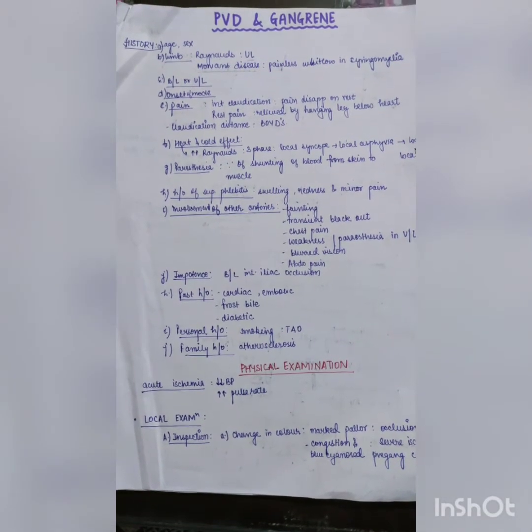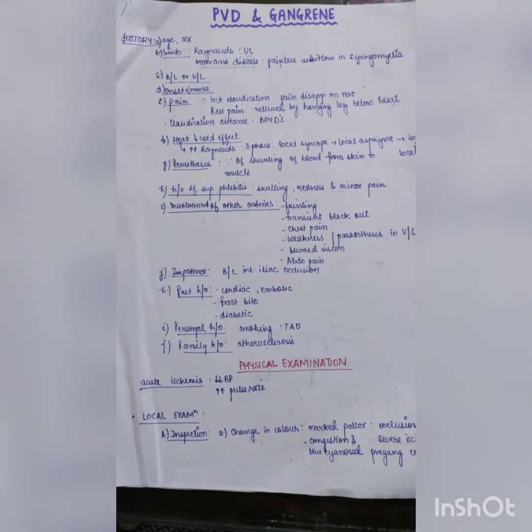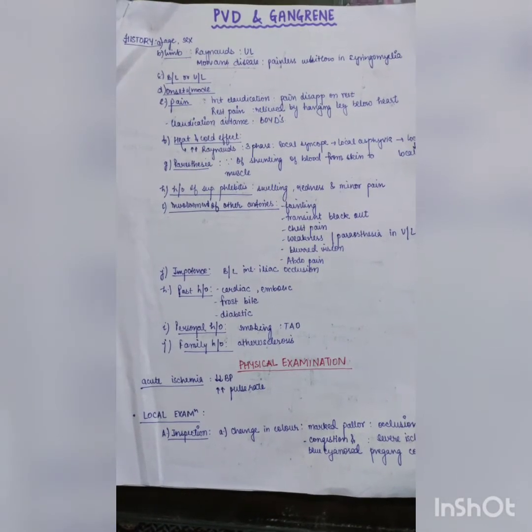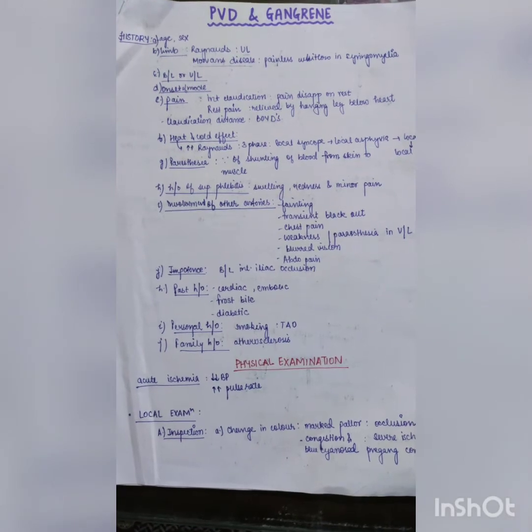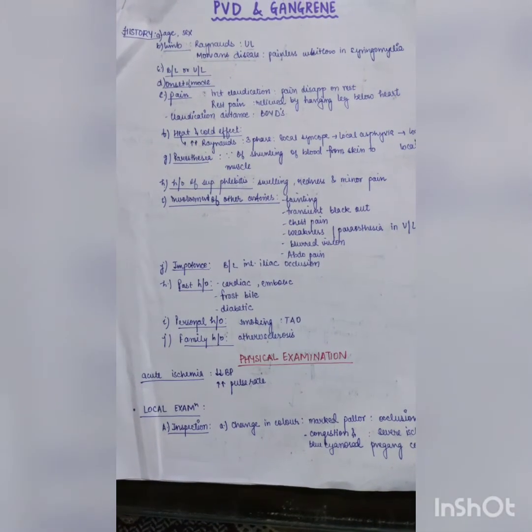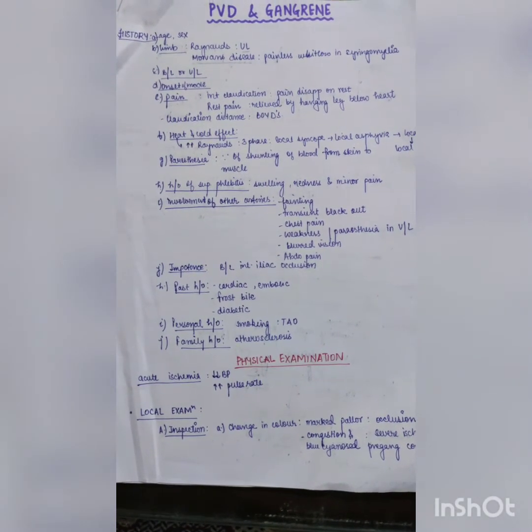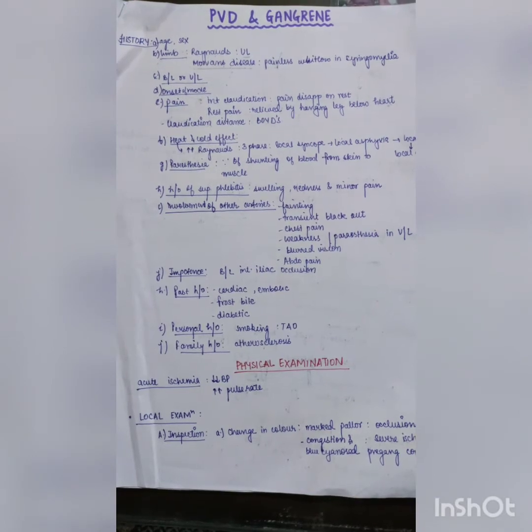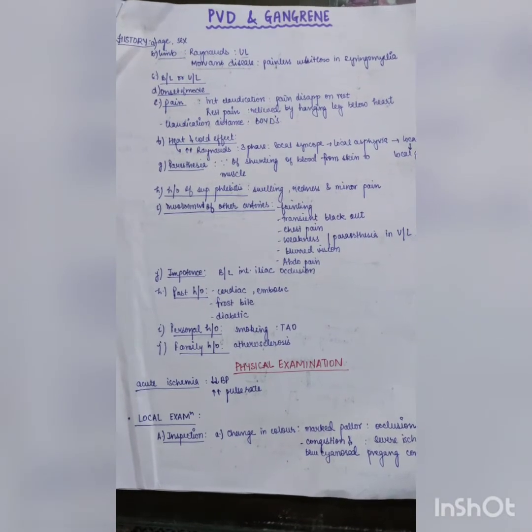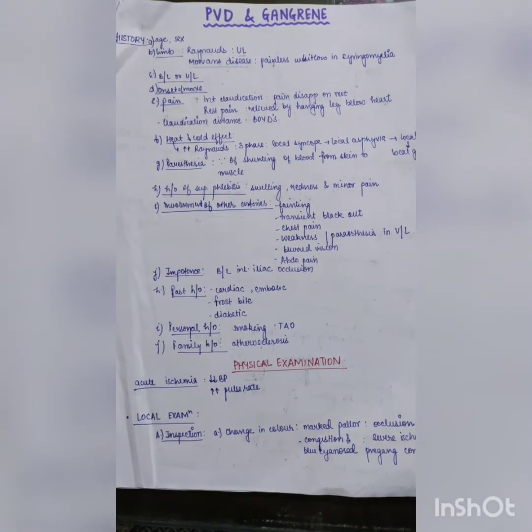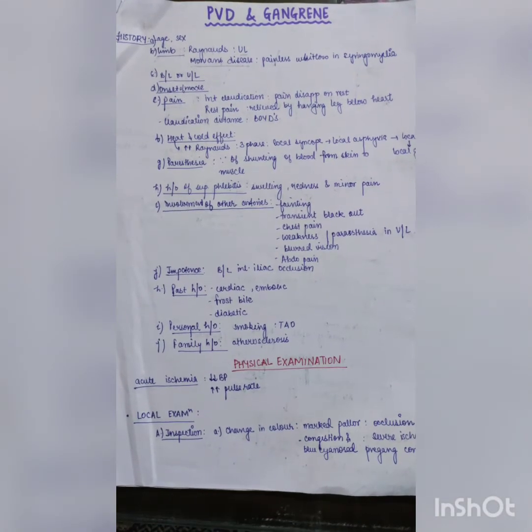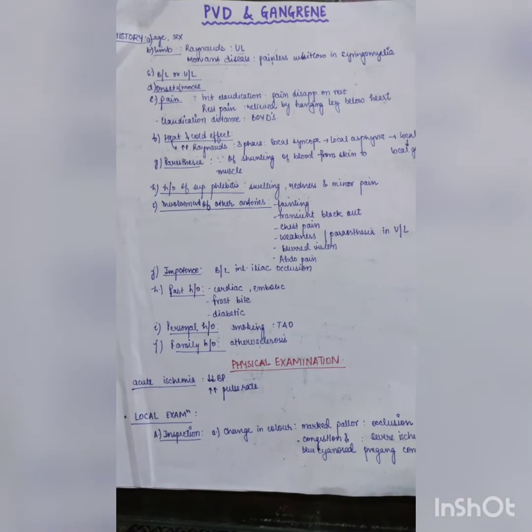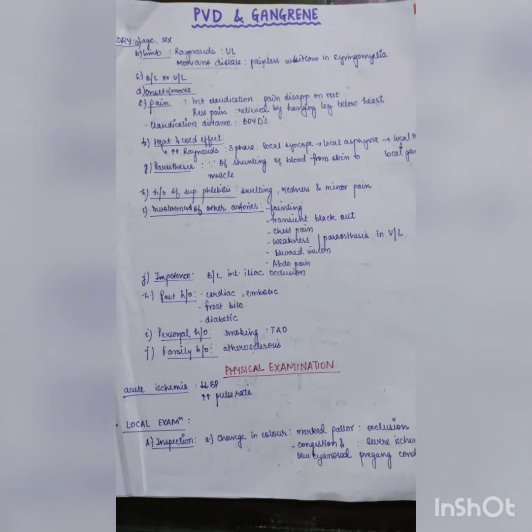In history, write about the age and sex of the patient, which limb is affected, whether it is unilateral or bilateral, mode of onset, pain, heat and cold effects, paresthesias whether present or not, history of superficial phlebitis, and involvement of other arteries. Ask about the history of impotence, any past history of cardiac or embolic episodes, frostbite, or whether the patient is diabetic or not.